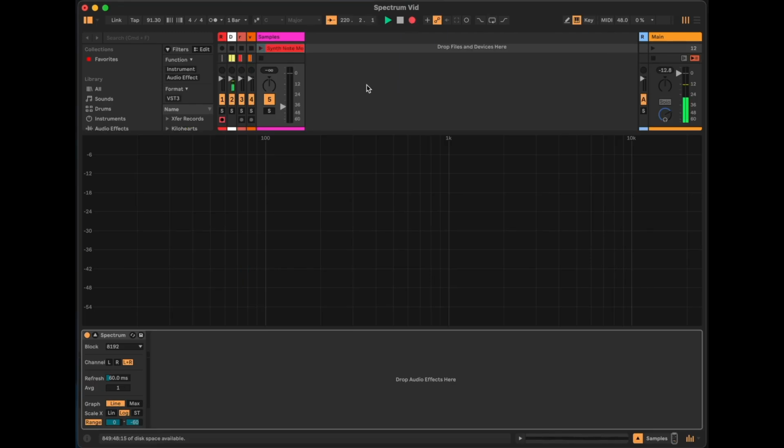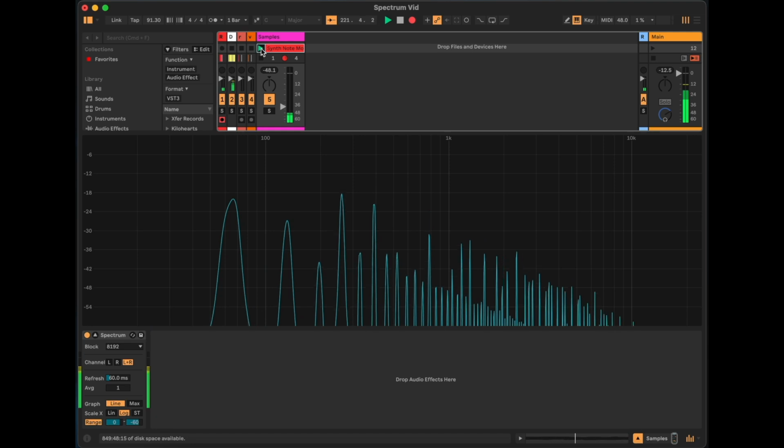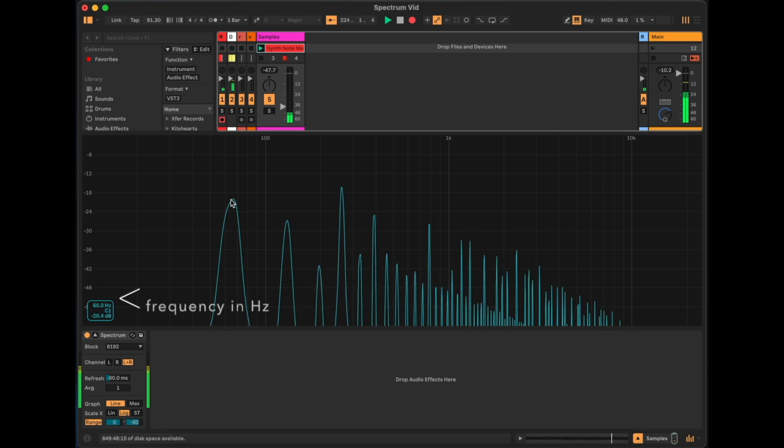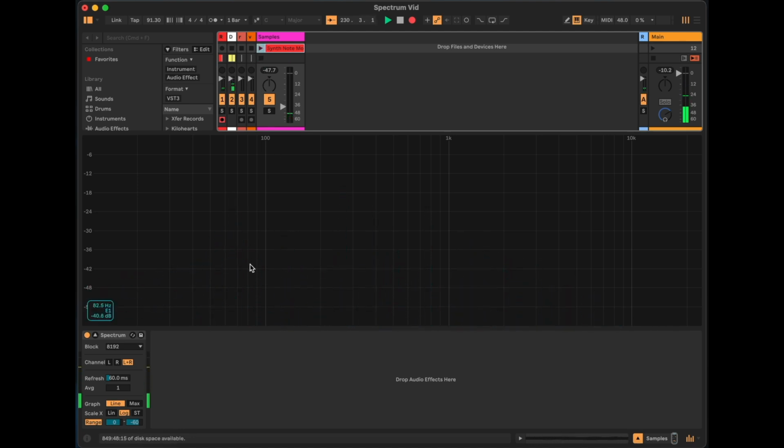As I play this sample of a synthesizer sound, I can analyze the frequency content. If I hover in the window over this frequency here, I can see in the lower left of the window that it is right around 65 Hz. If I hover over this frequency in the window, I can see that it is right around 130 hertz, a doubling or twice that of the first frequency.